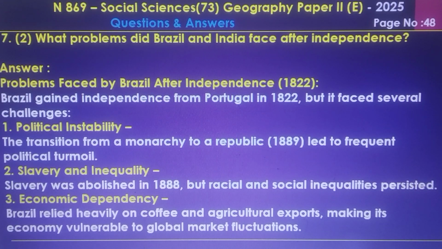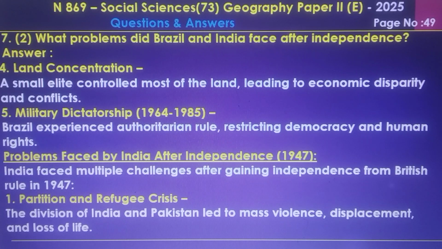Third point: economic dependency. Brazil relied heavily on coffee and agricultural exports, making its economy vulnerable to global market fluctuations. And fourth point: land concentration. A small elite controlled most of the land, leading to economic disparity and conflicts. Fifth, the military dictatorship in 1964-1985. Brazil experienced authoritarian rule, with restricted democracy and human rights. So these are the 5 points.